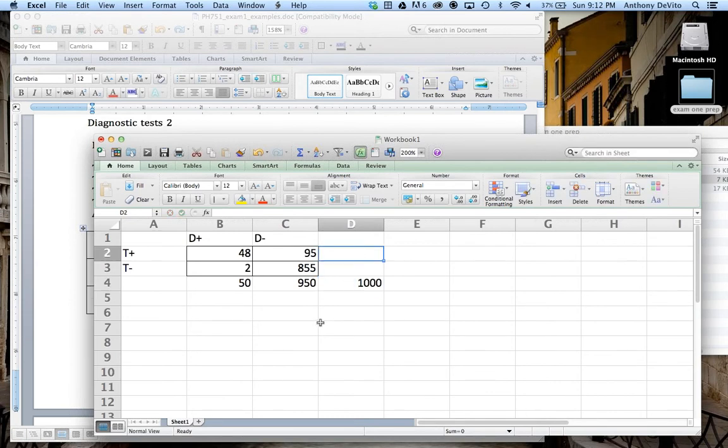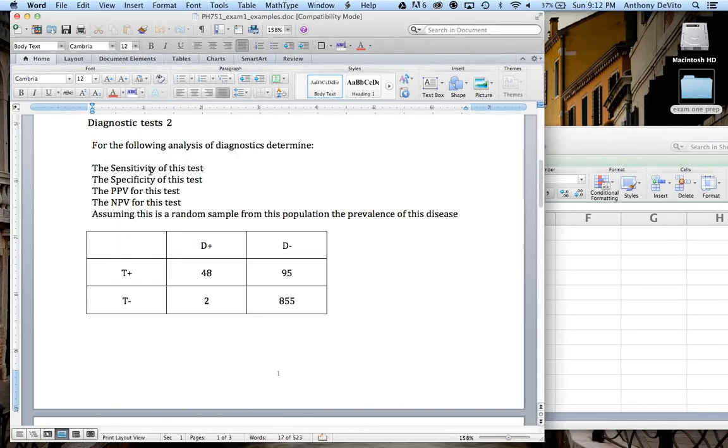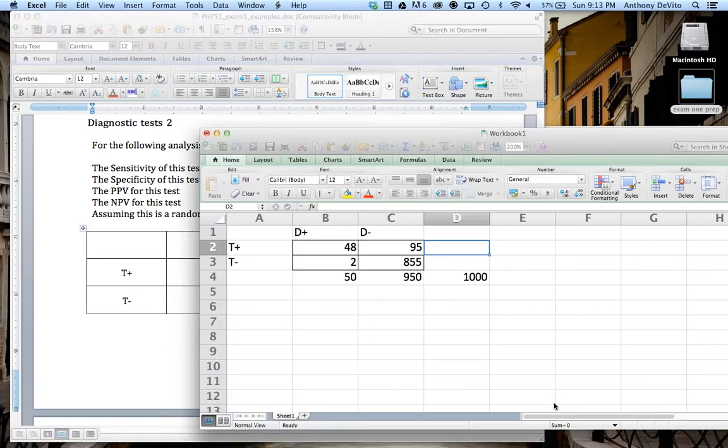Okay, now let's see what we were asked about here. What's the sensitivity of this test? Well, the sensitivity of the test is the probability that you correctly identify someone that has the disease and that they test positive. So the probability that someone has a disease and is correctly identified, testing positive, is going to be 48 out of 50.